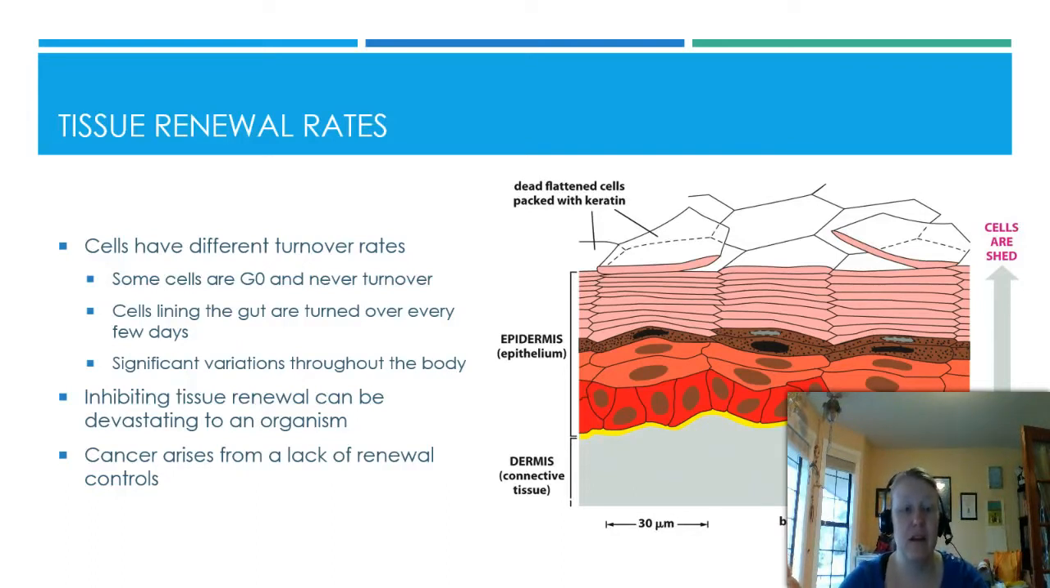And this is a very important process. If we were to knock out this process and prevent tissue renewal, it could result in the death of an organism. So it's really important that you understand that renewal is a key factor to all of our tissues. And cancer, we're going to talk about this in topic 4, arises from the lack of renewal controls, where cancer cells will just keep going. They don't actually stop. So renewal is controlled through not only the division of cells, but also the death of cells. And if we don't have these renewal controls, cancer cells can arise and form a tumor.